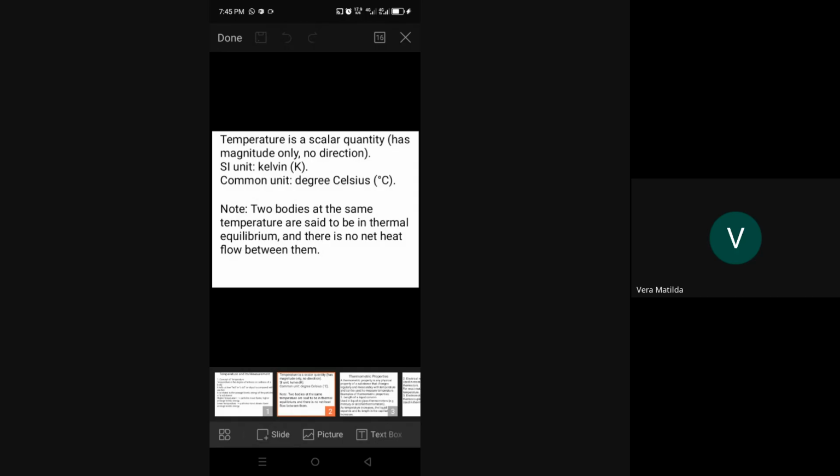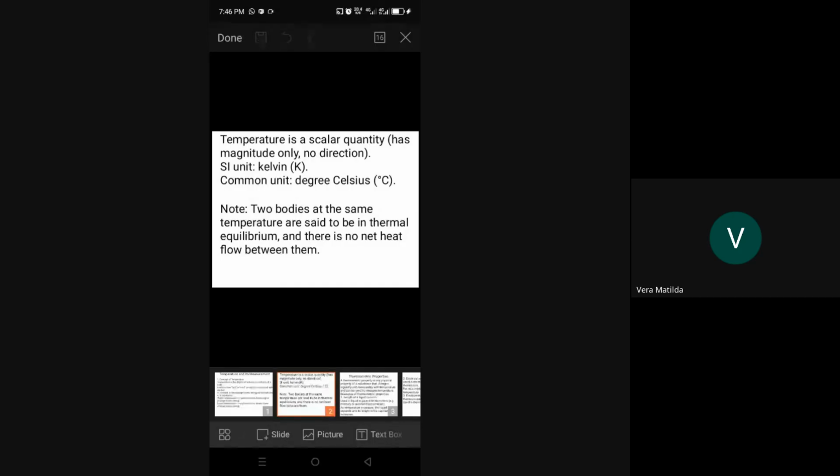Kelvin, but the commonly used unit is degrees Celsius or centigrade as we used to call it. But the SI unit is Kelvin. And there's a relationship between this Kelvin and degrees Celsius. Okay, we'll see that. Let's leave that for now.